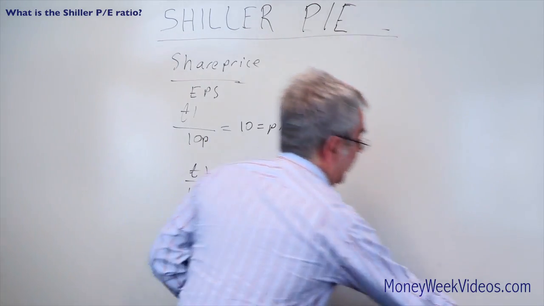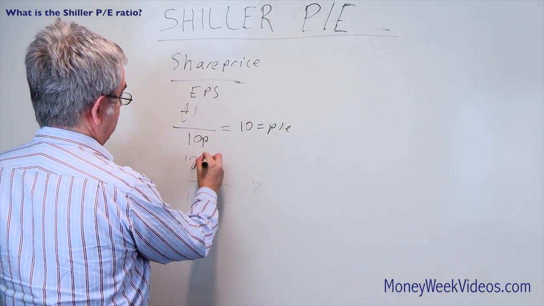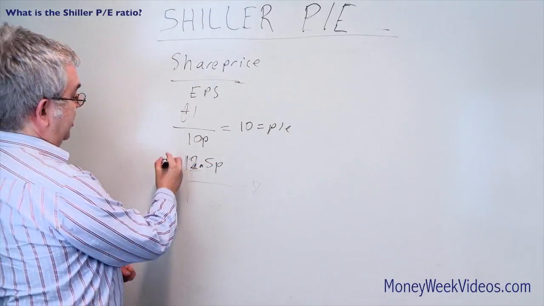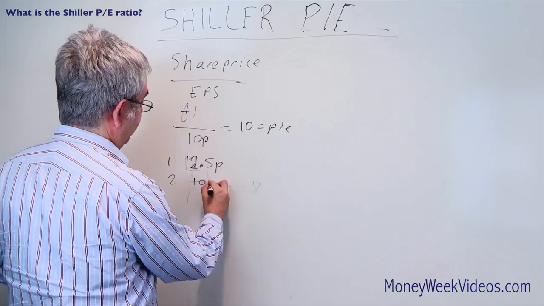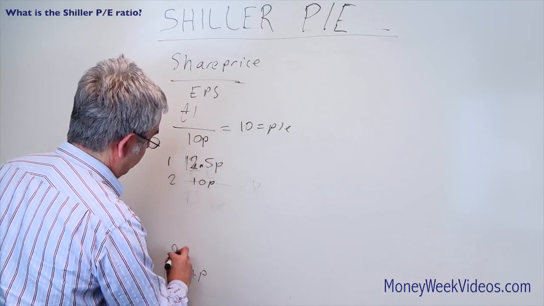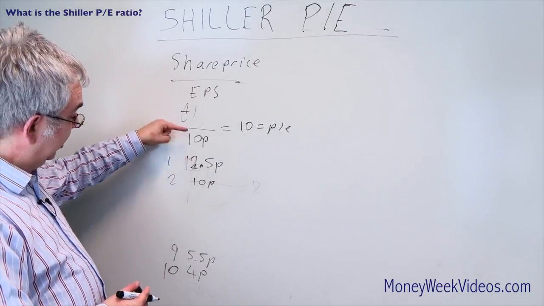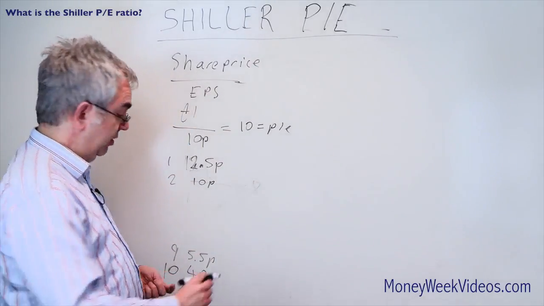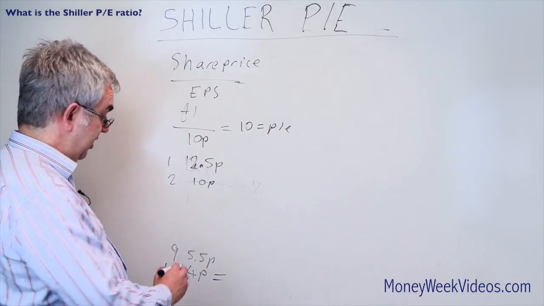So if we're looking at this company, ABC, let's also think about inflation. Let's imagine we're at the top of the economic cycle. Last year, year one, the earnings per share was 12.5p. Year before was 10p. 10 years ago, the EPS was 4p. 9 years ago, it was 5.5p, and obviously you've got other figures in between. So Benjamin Graham would just add up all these different earnings figures, all 10, and average them out. But Shiller says, no, let's adjust for inflation. So let's say there's been 40% inflation over the last 10 years.